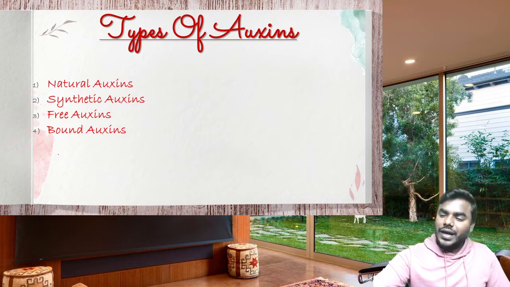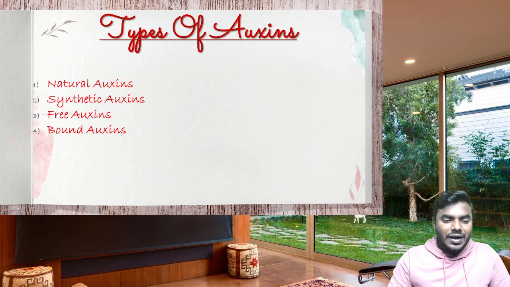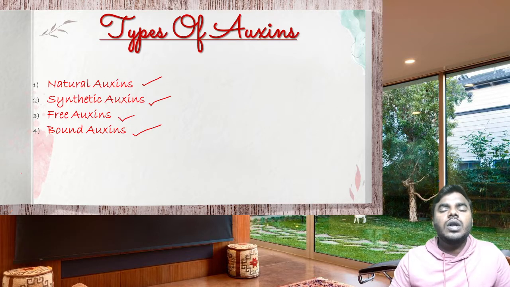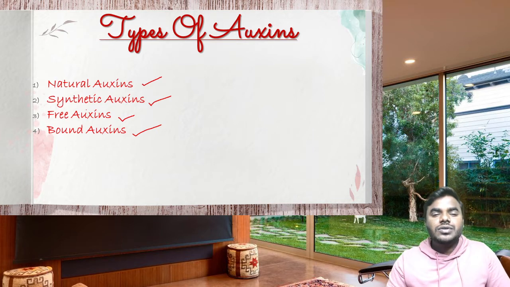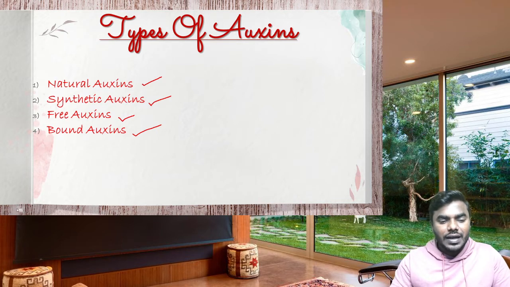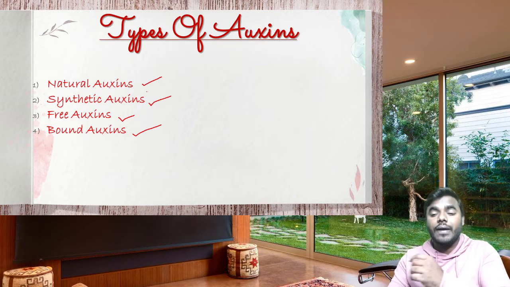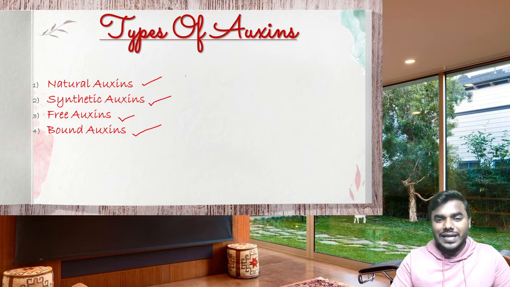What are the different types of auxin? Friends, there are different types of auxins. Everyone listen: natural auxin, synthetic auxin, free auxin, followed by bound auxin. Let me tell you what we mean by the word natural auxin. The name itself indicates it: natural auxins are the auxins which are synthesized naturally in the plant body. Examples: IAA, indole acetic acid, and IBA, indole butyric acid.